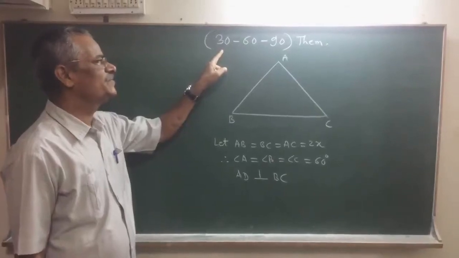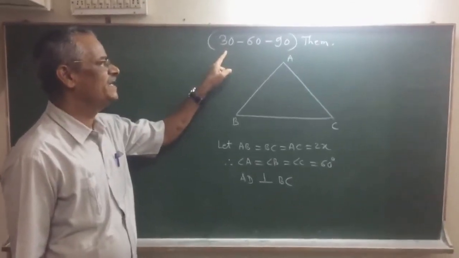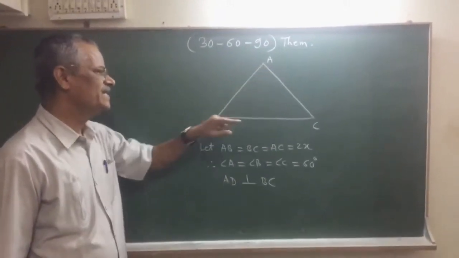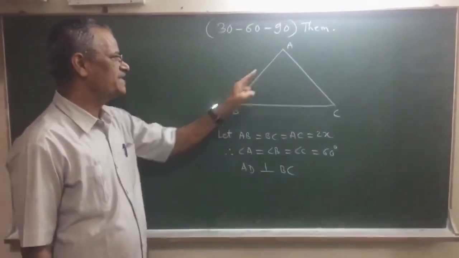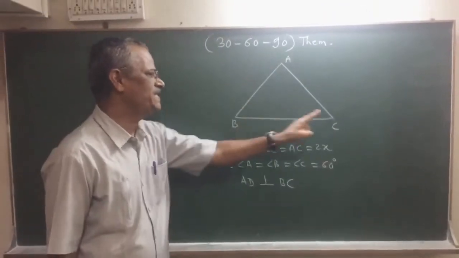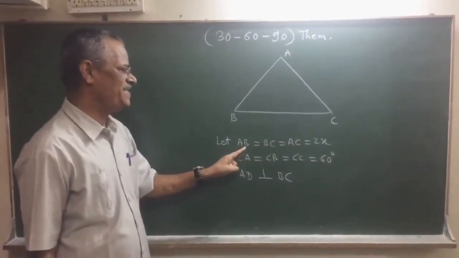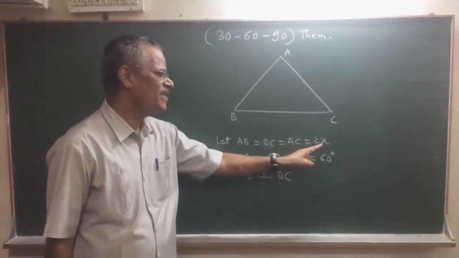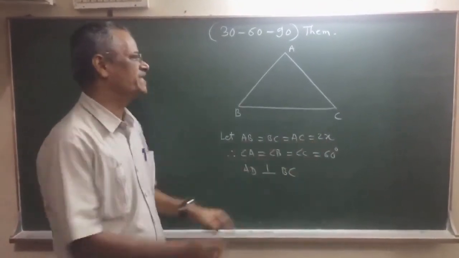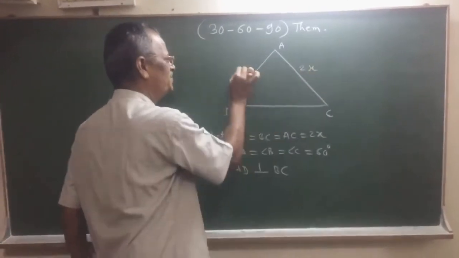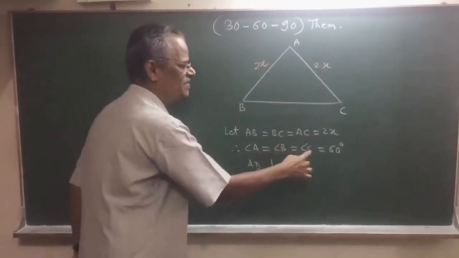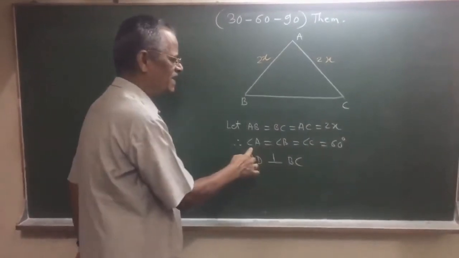Let us try to see the property theorem. What is that? 30, 60, 90 triangle. First, let the triangle ABC. In that triangle, AB is equal to BC is equal to AC. Let the value of each side be 2x. So, suppose this is 2x, this is 2x. And all sides are equal, so it must be an equilateral triangle.